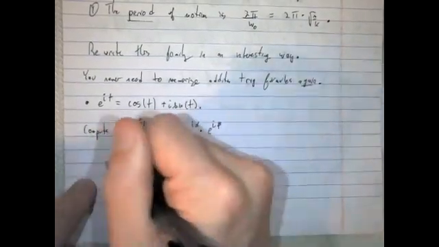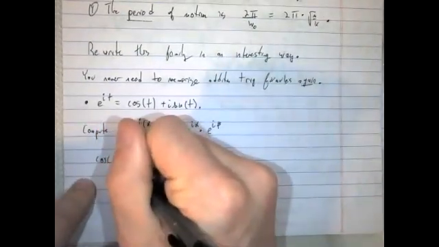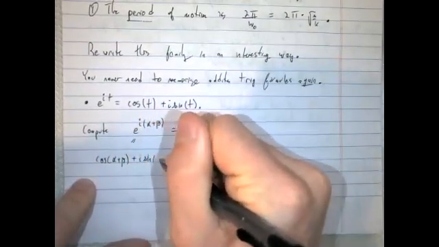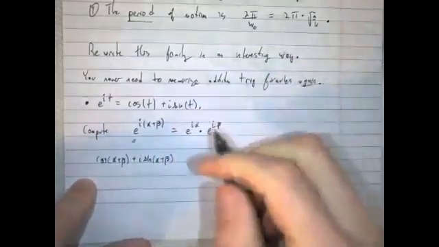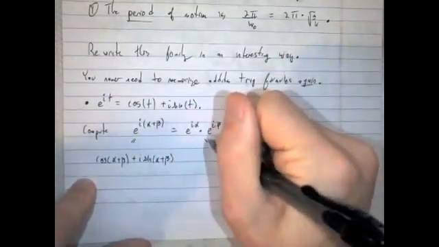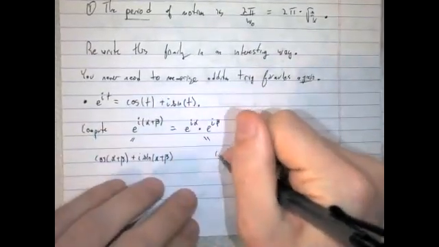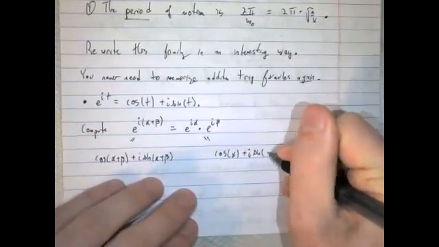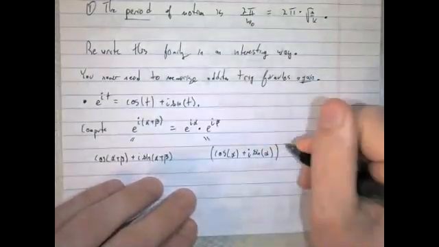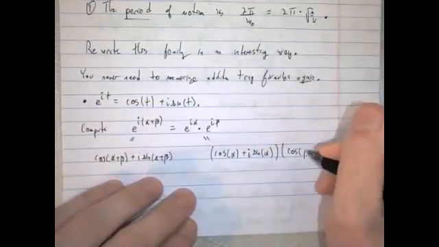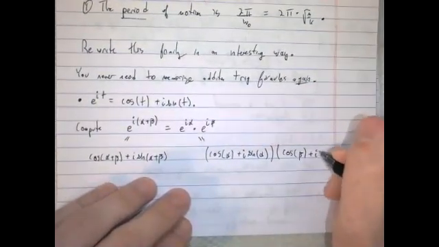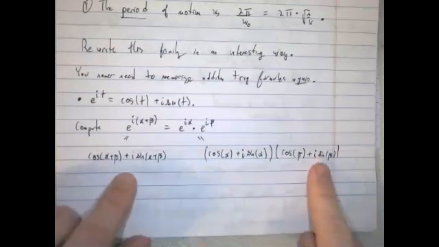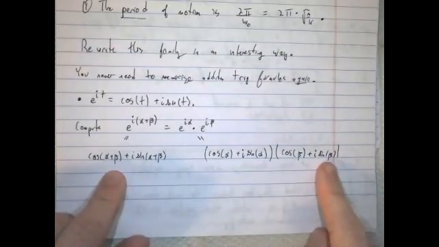The cosine of alpha plus beta plus i sine of alpha plus beta. Very good. This left-hand side is going to be equal to, well, cosine of alpha plus i sine of alpha times cosine of beta plus i sine of beta. Right? I've just used Euler's formula everywhere.